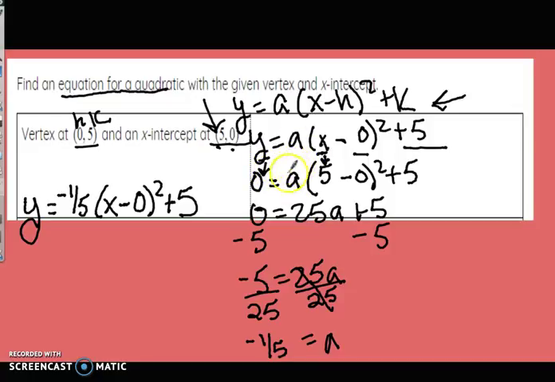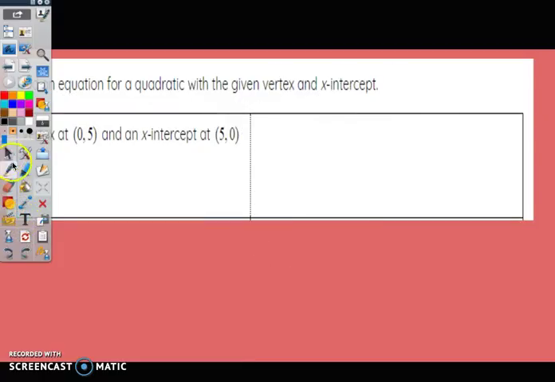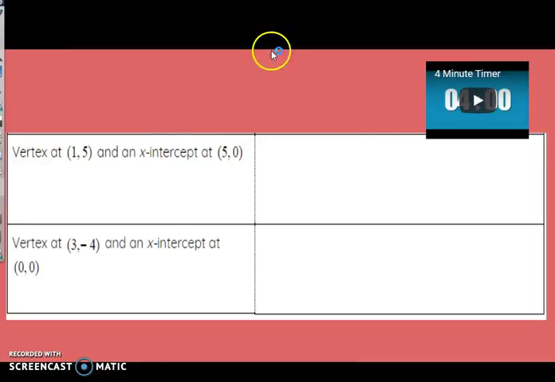Then all I had left over was an a value that wasn't solved for. So I solved for everything around a and got a was negative 1/5. Once I got to this point, I had a, h, and k, so I could completely write this in vertex form. Okay, so y'all are going to try this in your groups. There's 2 problems. You're going to try it. We're going to see how far you get, and then we're going to go through it all together.